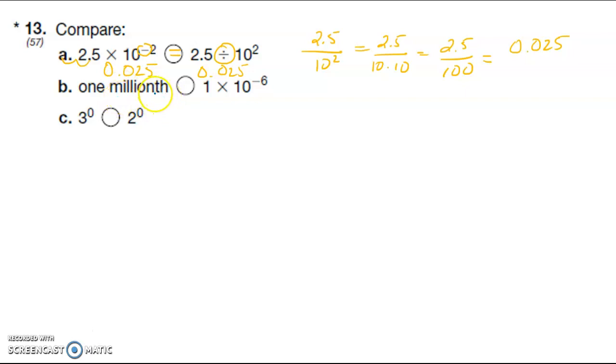1/millionth. Millionth, that means it's a decimal. So let's see. We have tenths, hundredths, thousandths, 10,000ths, 100,000ths, millionths. So that's what that is. And here is 1 times 10 to the negative 6. So let's see. 1, 2, 3, 4, 5, 6. They are the same. And the last one here, I have 3 to the 0, which is 1, because anything to the 0 is 1, and 2 to the 0, which is 1, equal.